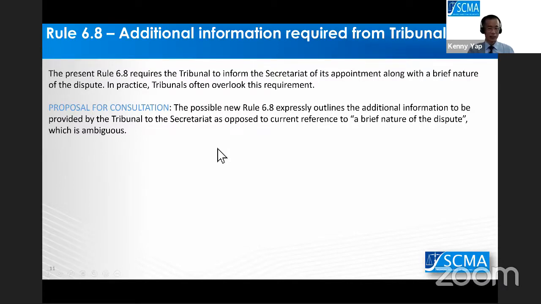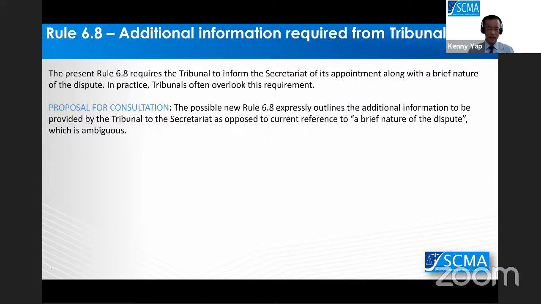Okay, all right. Then let's start with Rule 6.8, which concerns additional information required from tribunals. Now, the present Rule 6.8 requires the tribunal to inform the SCMA of its appointment, along with a brief nature of the dispute. Now, the purpose of this rule is basically to inform the SCMA each time an SCMA arbitration is commenced or each time there's an appointment. And this is so that the SCMA can keep track of the number of arbitrations and appointments it gets every year for statistical purposes. Now, the current rule requires the tribunal to inform the SCMA secretariat of the appointment and a brief nature of the dispute.